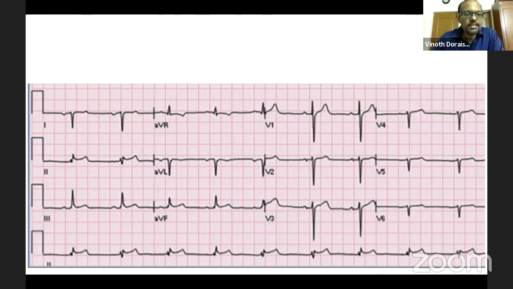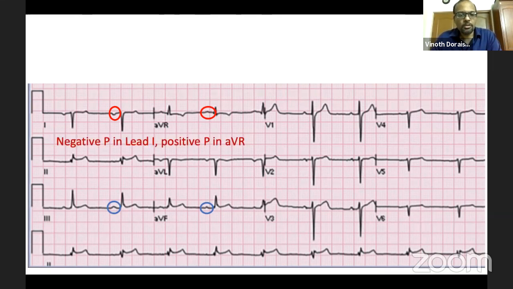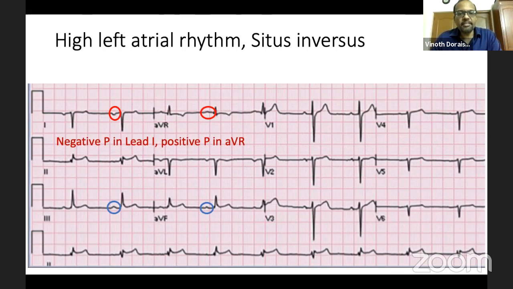Okay, here again we'll see the P waves. So P waves are again negative in 1 and positive in AVR, and also positive in the inferior leads. So this is again a situs inversus. So 2, 3 and AVF are positive. So this is a high left atrial rhythm and situs inversus. But now I want to turn your direction to the QRS complexes. You can see that the deep S waves in V1 do not become the tall R waves in V6.